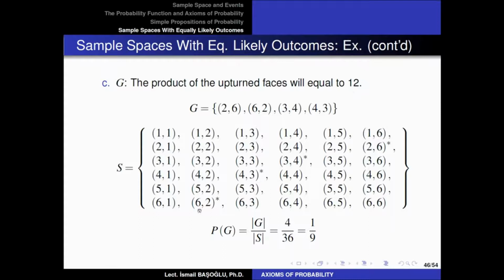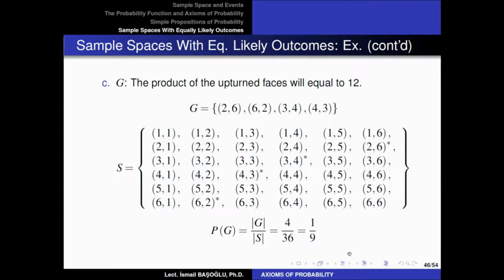is equal to 12. If you get a 6-2, 4-3, 3-4, or 2-6, you can say the product of the upturned faces is equal to 12. We represent that event as event G, then event G will be represented by this subset of the sample space, which has 4 equally likely outcomes among 36 equally likely outcomes. So the probability of event G will be equal to the cardinality of G divided by the cardinality of S, which is 4 over 36, and in summary, 1 over 9.